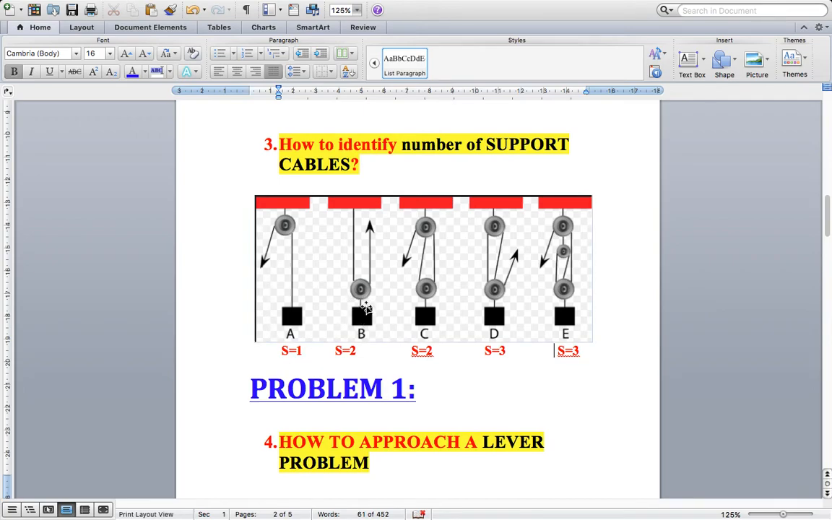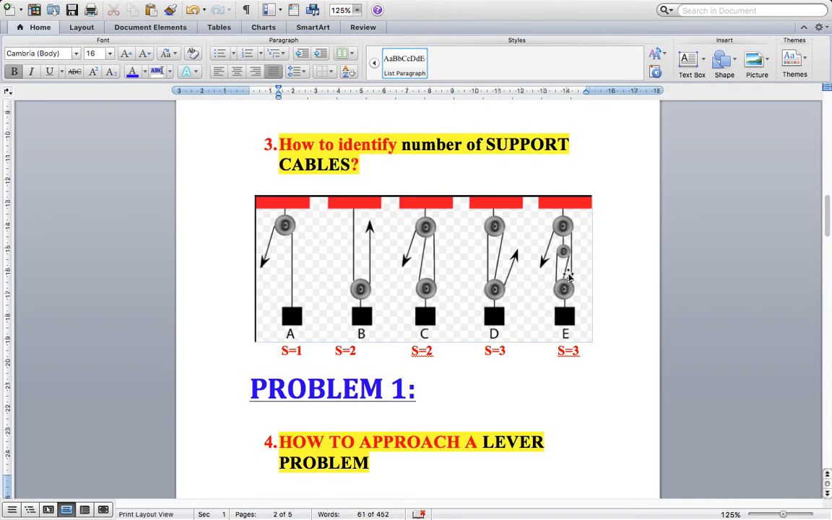Look at figure 2. Here this cable is supporting my load. This is also supporting my load. So I put S as 2 because 2 cables are supporting my load. Look at the third figure. This is supporting my load. This is also supporting my load, but this is not supporting. So I have 2 cables supporting my load. So S is equal to 2. Again in this figure, this is supporting, the second one is also supporting, the third one is also supporting my load. So my support cable number is 3.